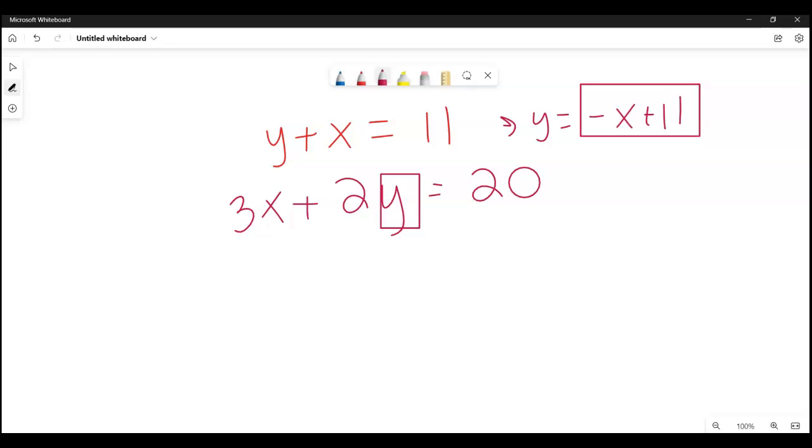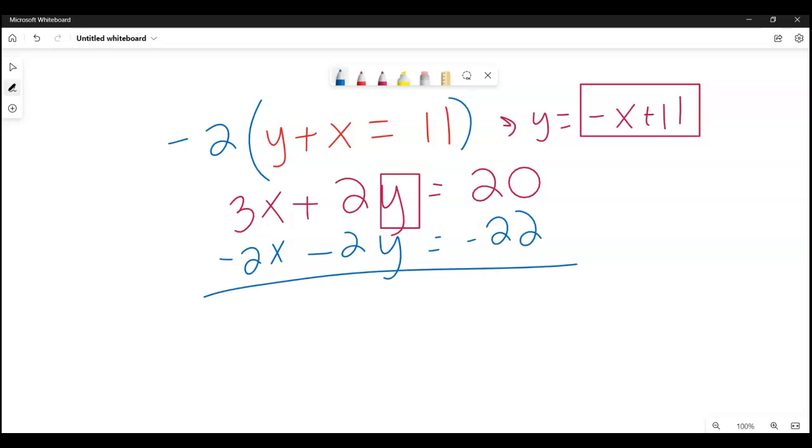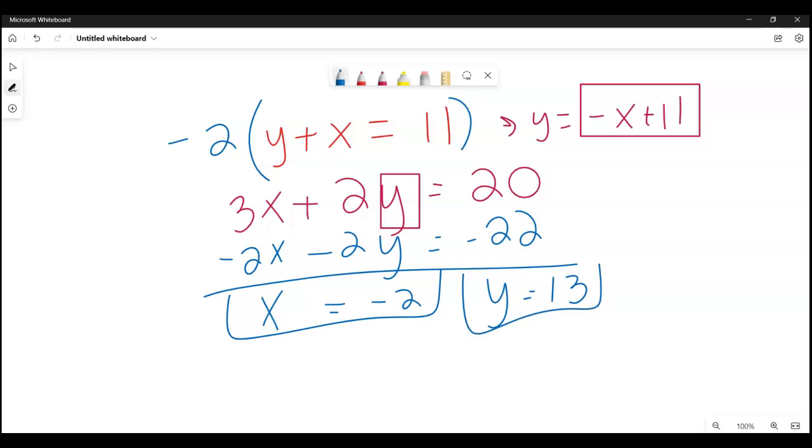So that's substitution, and then if you did elimination, I would multiply this by negative 2, so my y's cancel. So you have negative 2x minus 2y equals negative 22. Then you get x equals negative 2. And then plug back in to get y. So the negative 6 was 2y equals 20. It's 13. Exactly.